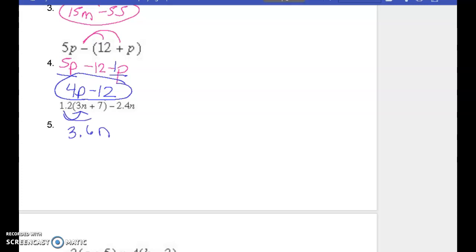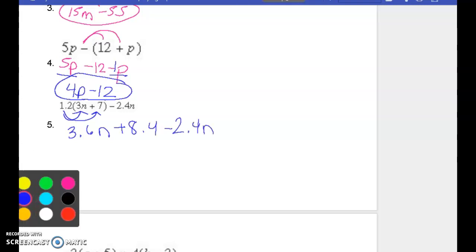Now notice I'm going to go 1.2 times 7. Just use your calculator. 1.2 times 7 gives you 8.4. And it's going to be a positive 8.4. Then I'm going to bring down my minus 2.4n.